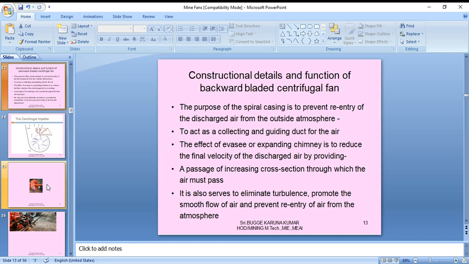It also serves to eliminate the turbulence, promote the smooth flow of air, and prevent re-entry of the air from the atmosphere. So, one thing you have to observe is the re-entry. The air can be recirculating to collect in other areas. The Evasé, the expanding chimney, reduces the final velocity. So the design is also very important for eliminating the turbulence.